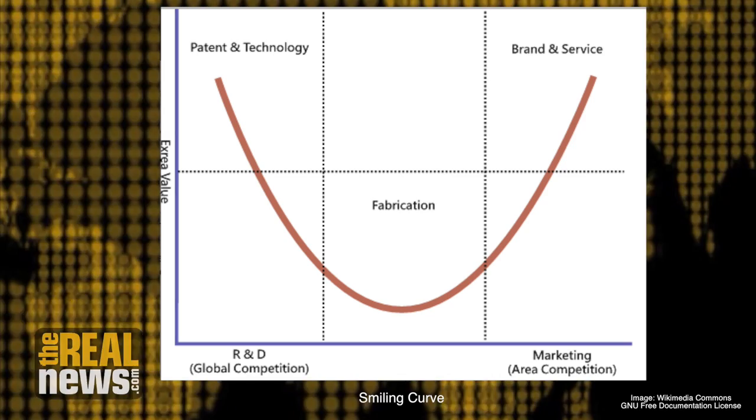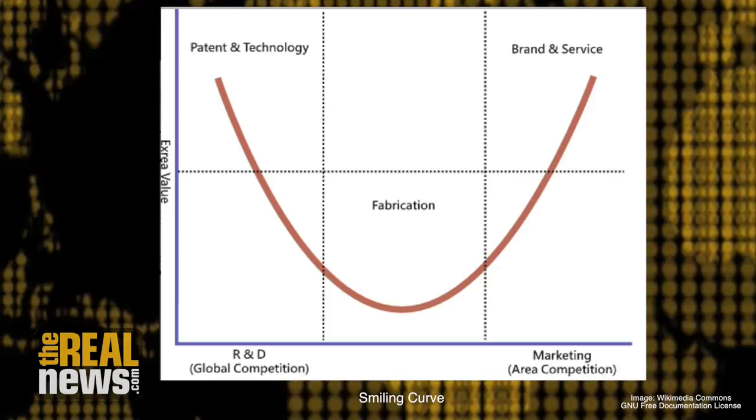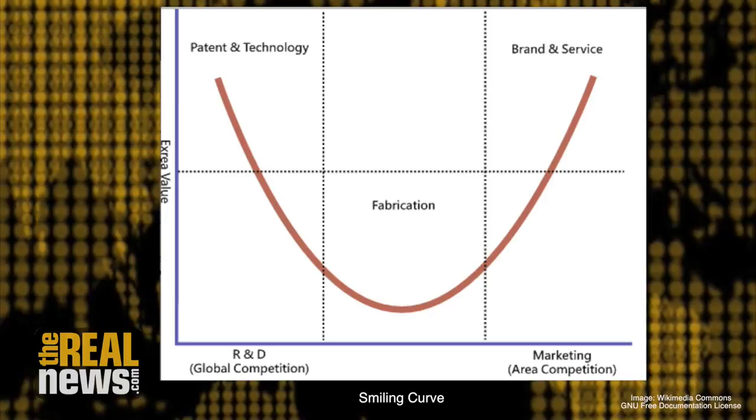What does the smiley curve say? It's basically saying that the pre-production and post-production aspects of any good are the ones where all the profits are made. That's where the profits are high. Where the profits are really low and rock bottom is in the actual production. It's when you actually are making the thing. There are many examples of this.